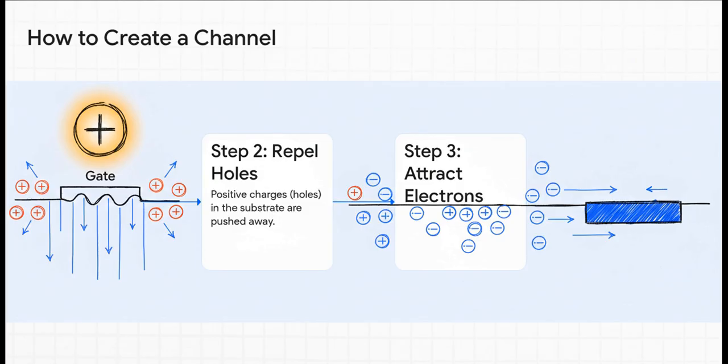First, it tells all the positive charges in the substrate, we call them holes, to get lost. It repels them, pushing them deep down and out of the way. Then, it sends out an invitation to all the negative electrons hanging out in the source and drain. They get attracted to that positive gate, and they all rush in to fill that empty space. And just like that, they form this thin, conductive bridge of electrons, an N-channel, that connects the source and drain. Boom! Our switch is now primed and ready to go.